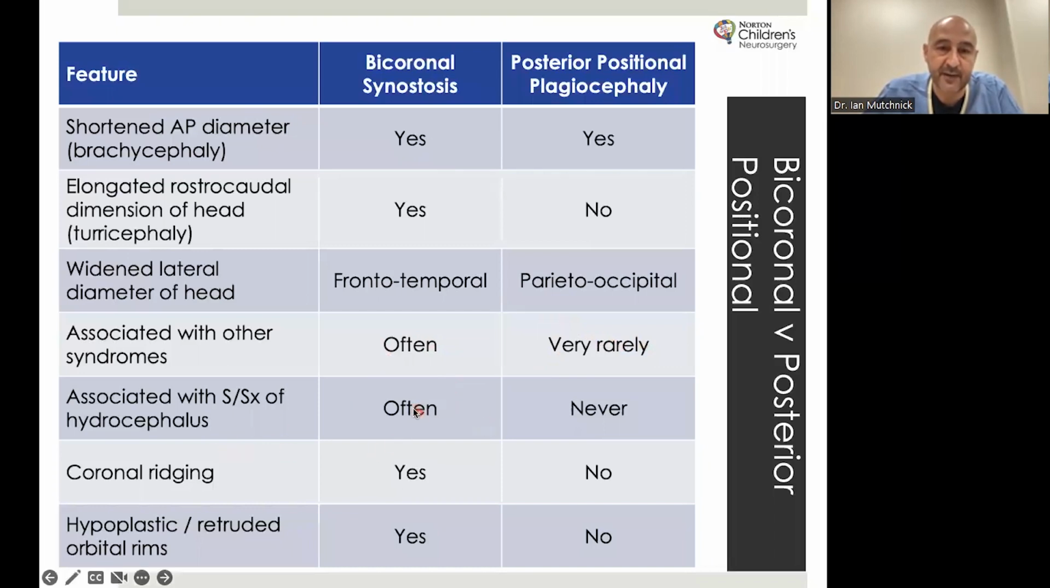Bicoronal synostosis is often associated with hydrocephalus. So the kid will have pressure issues. There'll be other things going on with them, maybe developmental delay. Here, it's not really an issue. Coronal ridging bilaterally here and not here. And the hypoplastic orbital rims, because of the front to back restriction, is almost invariably present with bicoronal synostosis. Whereas with posterior positional plagiocephaly, their face looks essentially normal.